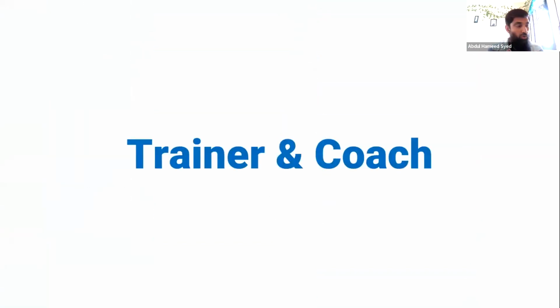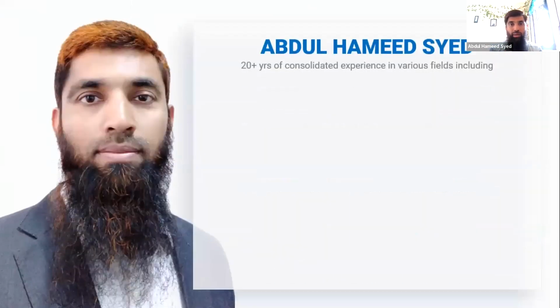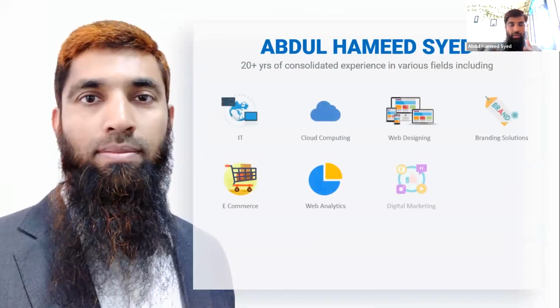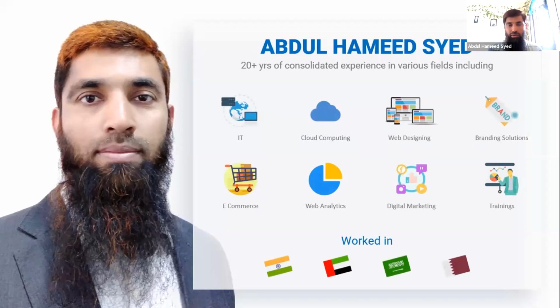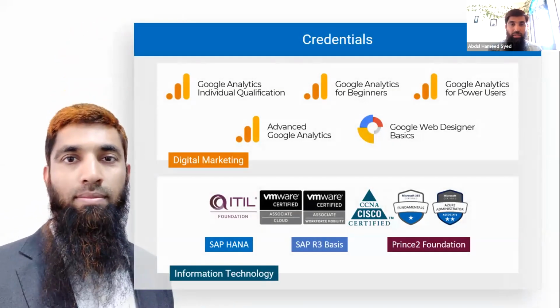Okay, and before I close my session, I'll just give you a little bit of information about myself. This is me. My name is Abdul Hamid Sayyed, and alhamdulillah, I have more than 20 years of experience in lots of different things like IT, cloud computing, web designing, e-commerce, web analytics, training, digital marketing, and lots of stuff. I have worked in many countries till now, and alhamdulillah, I am currently employed in Qatar. Presently, I'm in India on a short trip. Inshallah, I'll be back soon in Qatar. So that's about me, and these are my credentials and qualifications. In digital marketing, all of those are my qualifications, and alhamdulillah, I'm reviewing and renewing my qualifications.